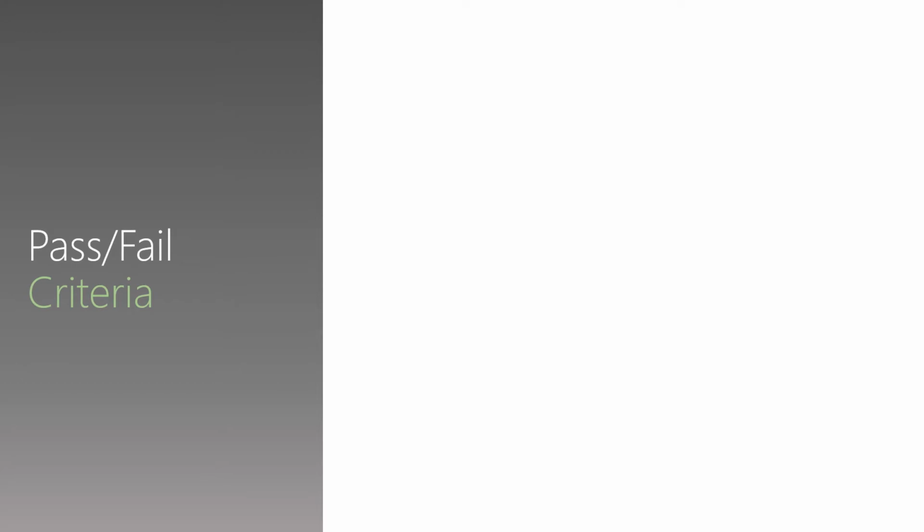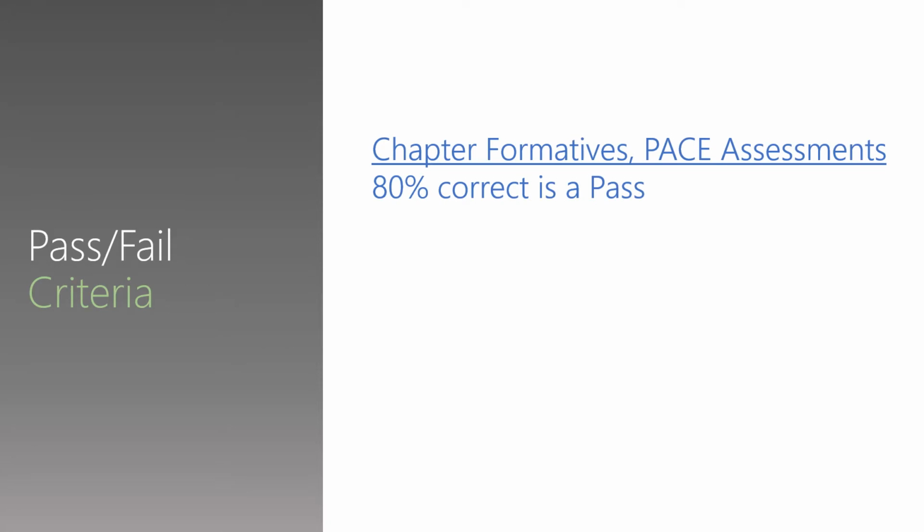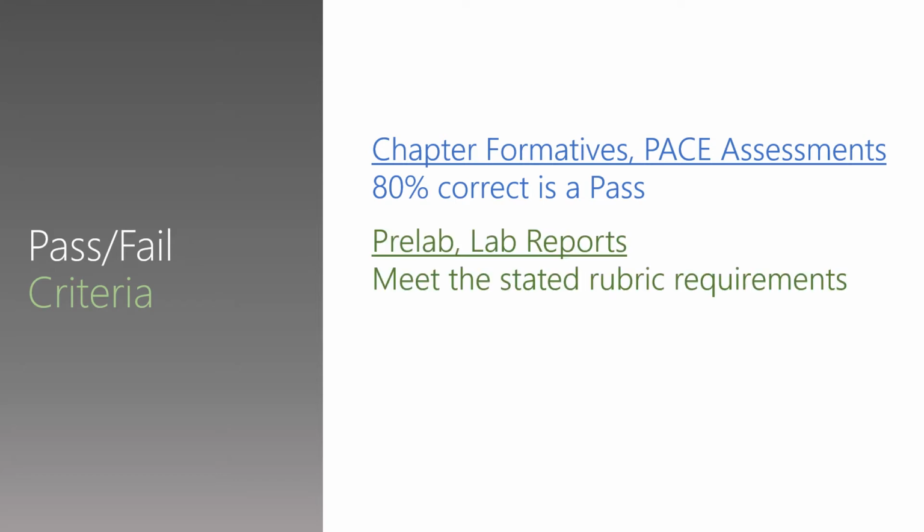So what are the pass-fail criteria for the ones that we're grading pass-fail? Well, the chapter formative and the PACE assessments are 80% correct on the questions for pass. So if there were 5 questions, you would have to get 4 of them right. If there were 10 questions, you would have to get 8 of them right to be considered a pass or proficient. The pre-labs and lab reports both have detailed rubrics attached to them, and to pass them, you have to meet the criteria of the stated rubric.